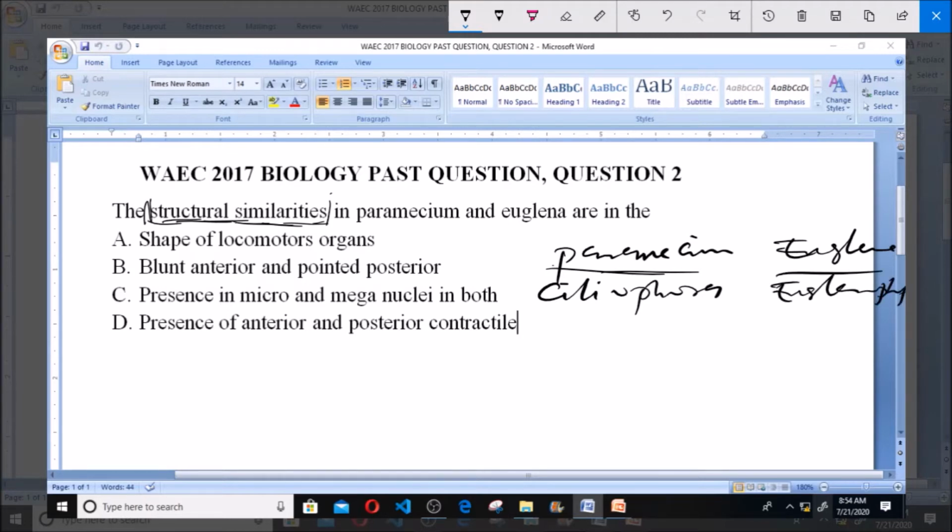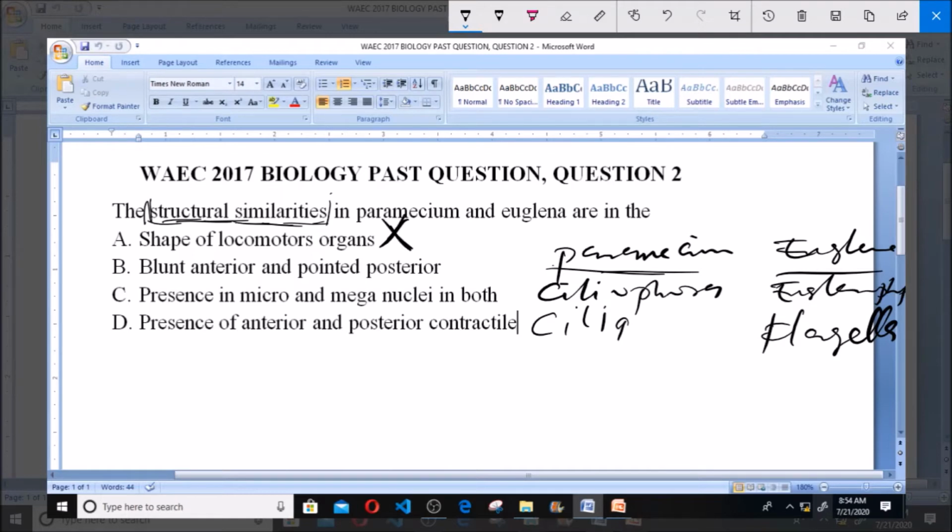Now, for this paramecium, let's analyze each of the properties listed. Shape of locomotor's organ. For paramecium, the locomotory organ is the cilia. Now, for euglena, the locomotory organ is the flagella. Now, these organs have different shapes, so this particular option is out.